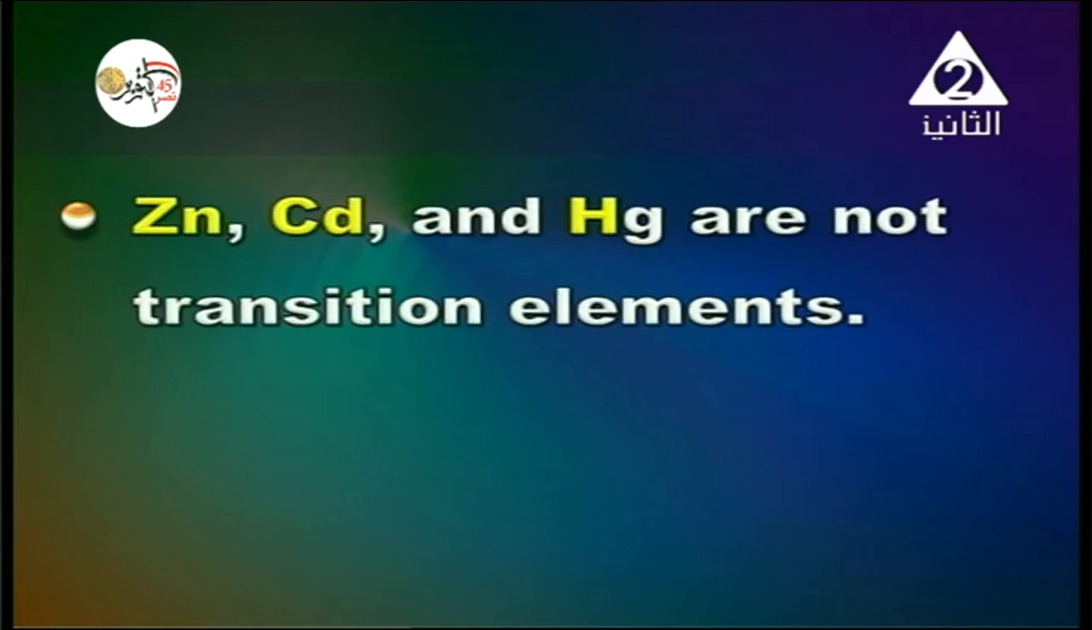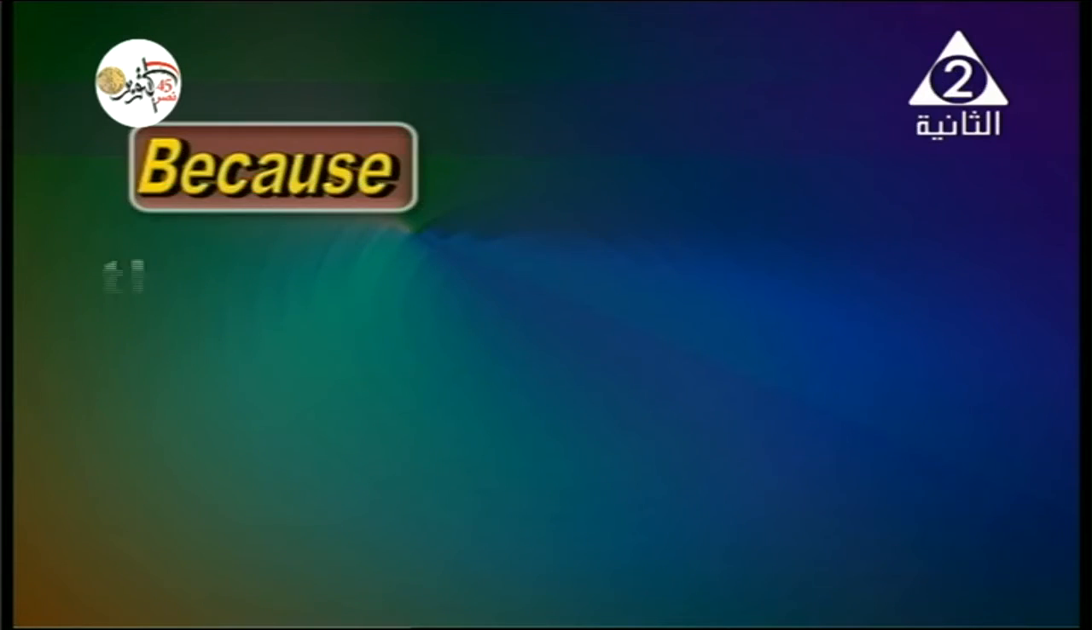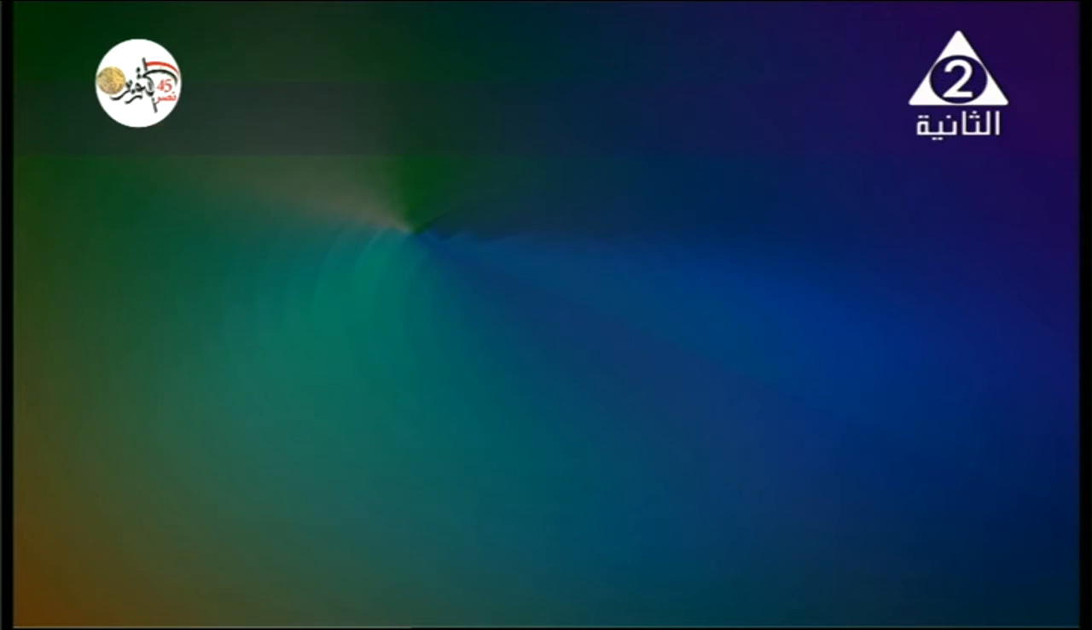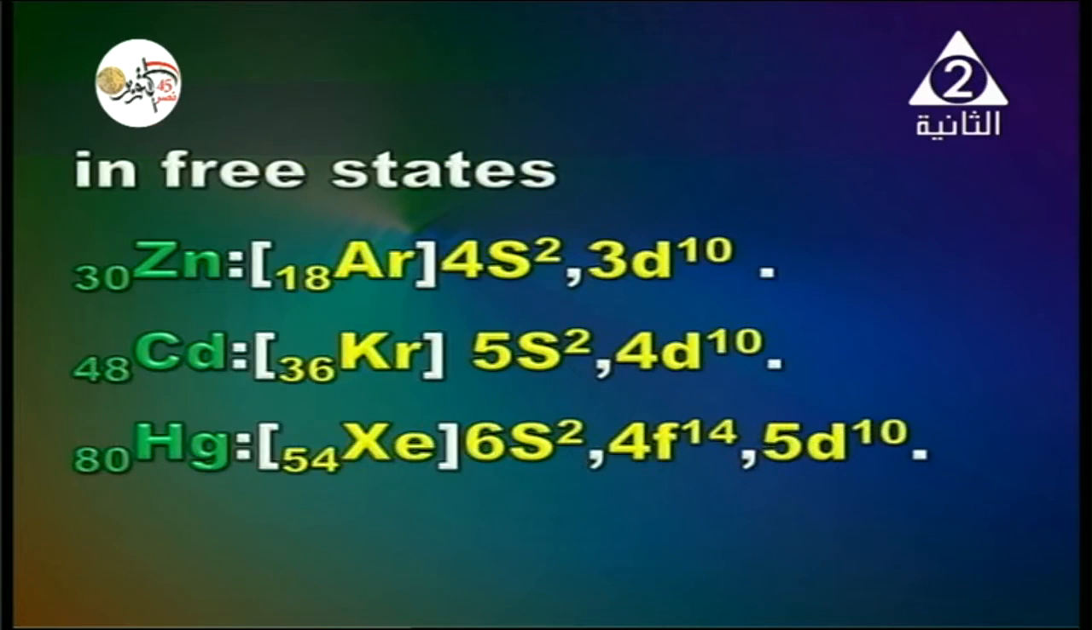Next point, zinc, cadmium and mercury are not transition elements. The reason for that is that they have a completely filled d sublevel in all their free states and ionic states. In the free states, zinc 30: argon 18, 4s2 3d10. Cadmium: krypton, 5s2 4d10. Mercury: xenon 54, 6s2 4f14 and 5d10.